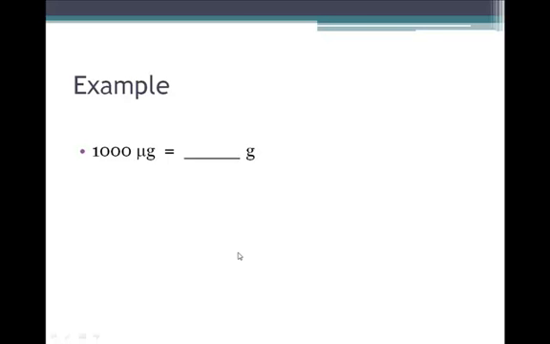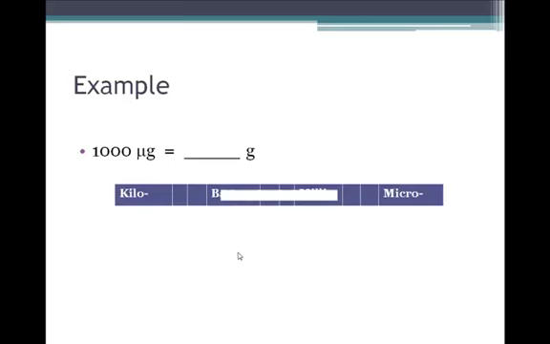One more example, we have 1,000 micrograms. We want to convert that to grams, and what we need to notice is that to go from a microgram to a milligram is 3 decimal places, and then to go from a milligram to the base grams, that's another 3 decimal places. So we have a total of 6 decimal place movements from our micrograms to the grams.